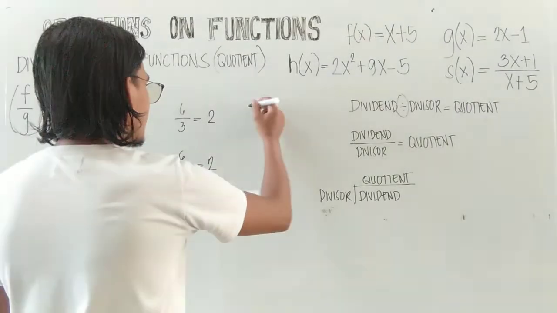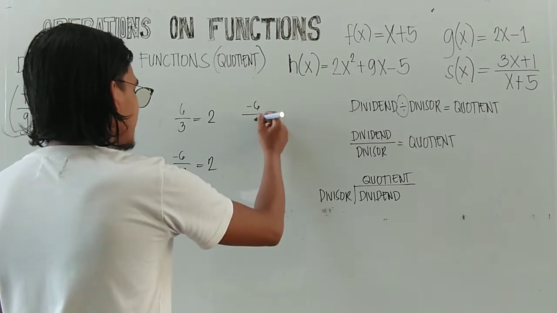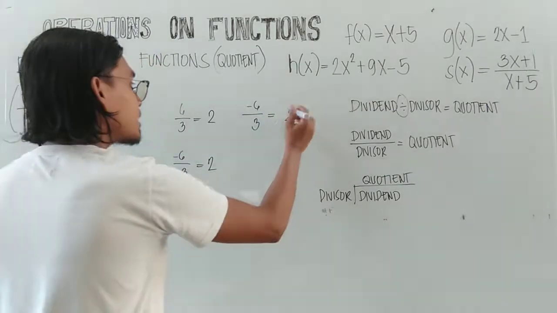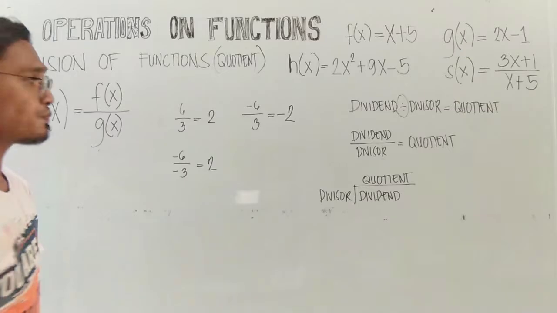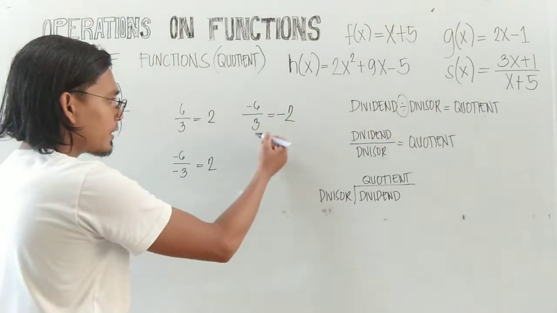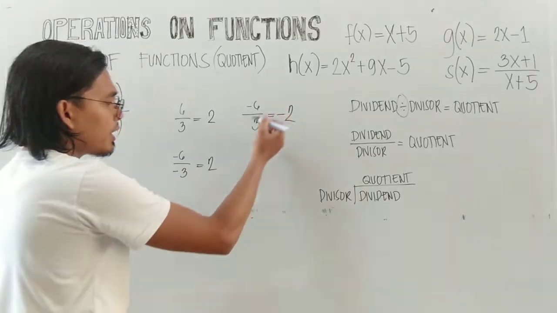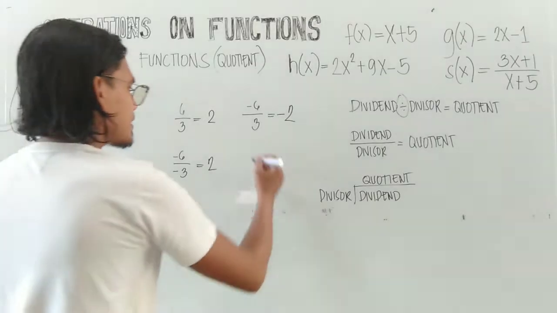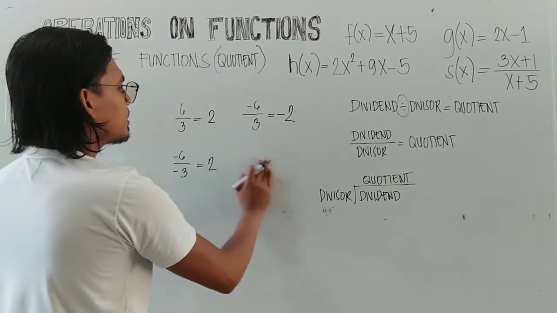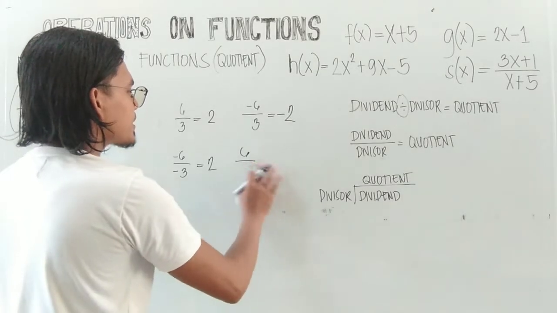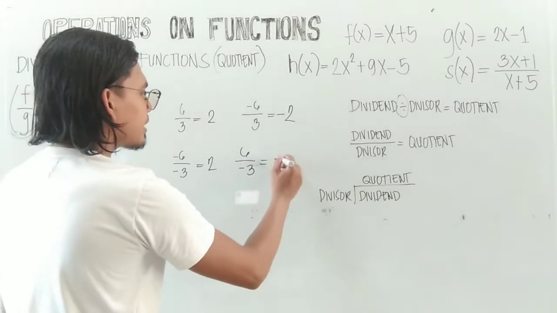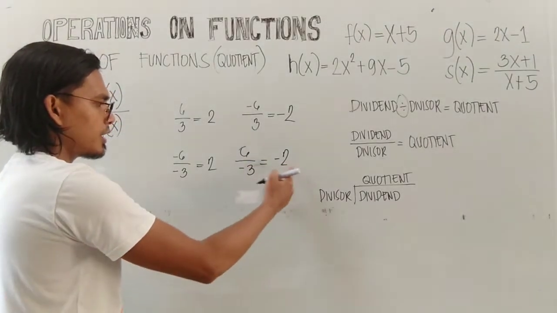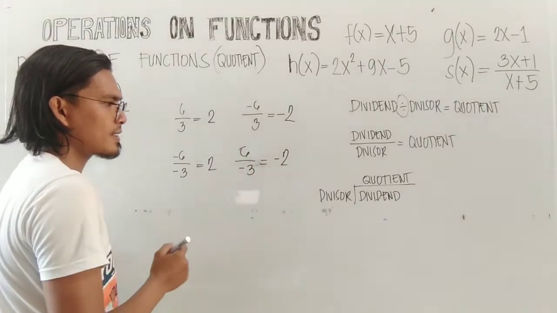Next example, we have negative 6 divided by positive 3 equals negative 2, since the signs are unlike. To check, negative 2 times positive 3 equals negative 6. Last example, we have positive 6 divided by negative 3 equals negative 2. Negative 2 times negative 3 equals positive 6.